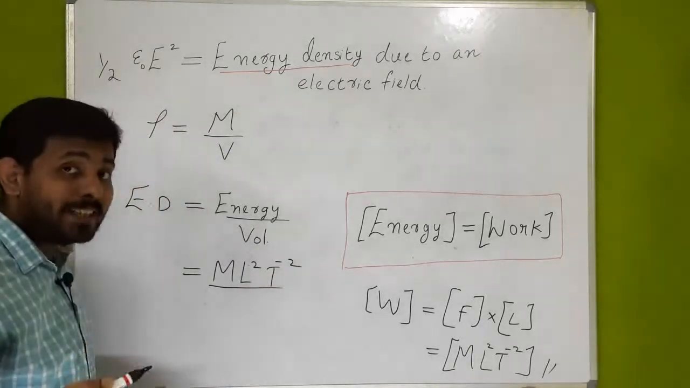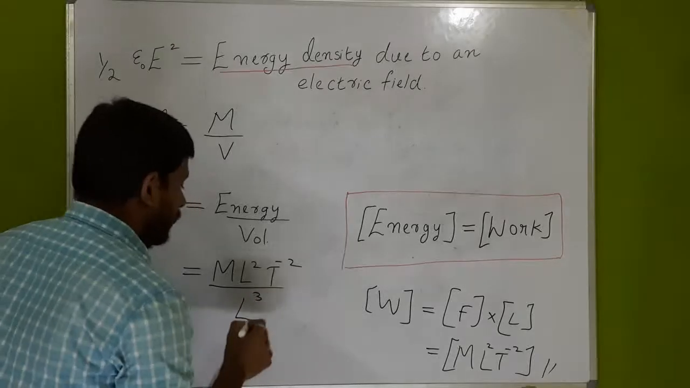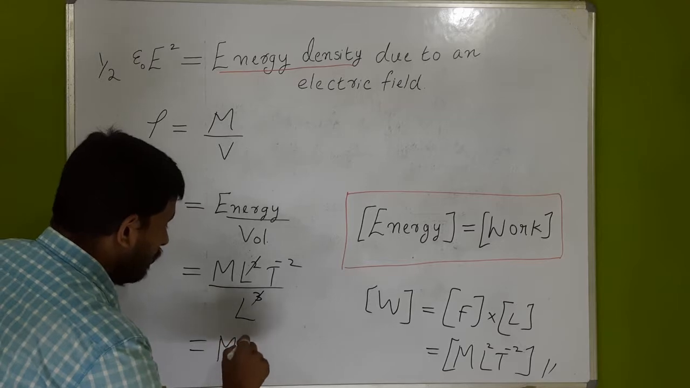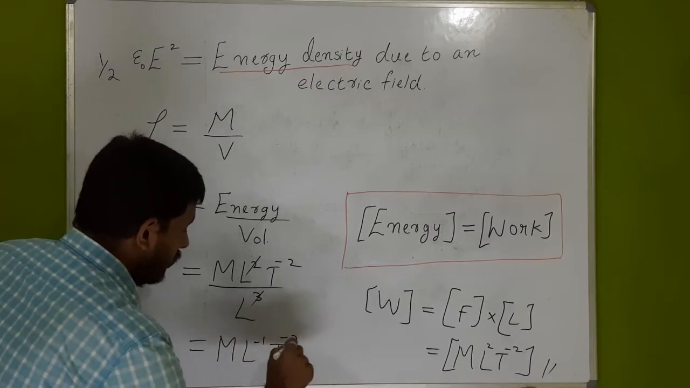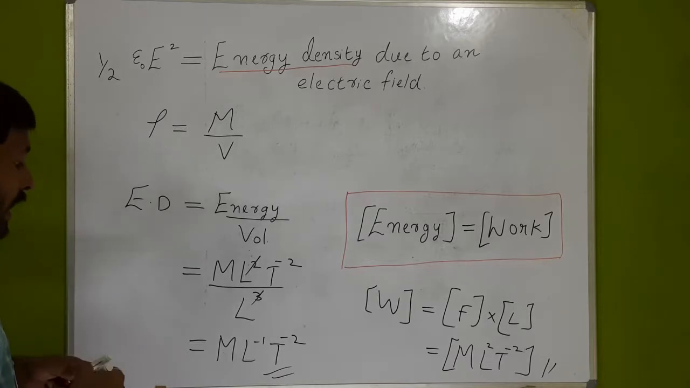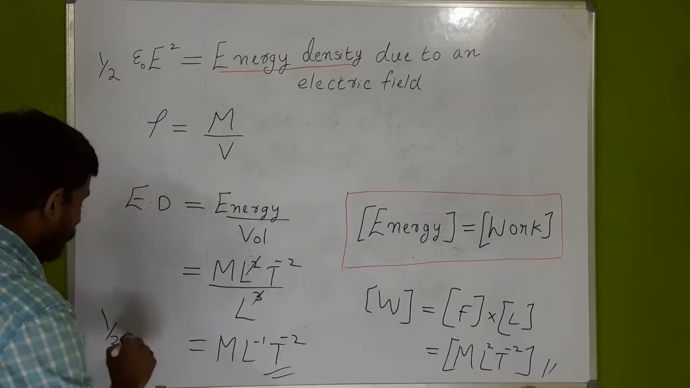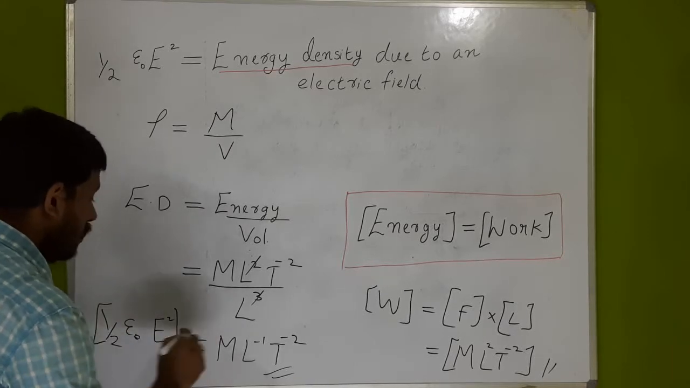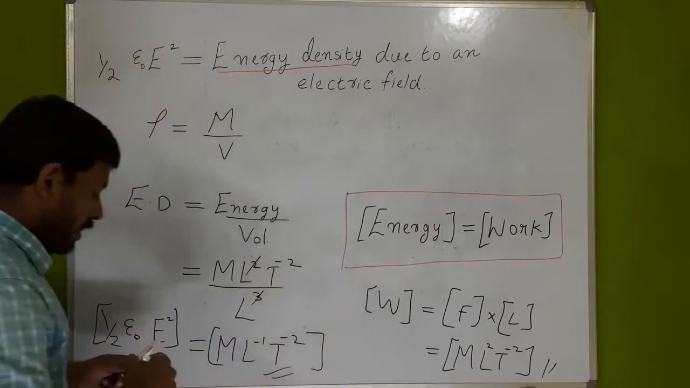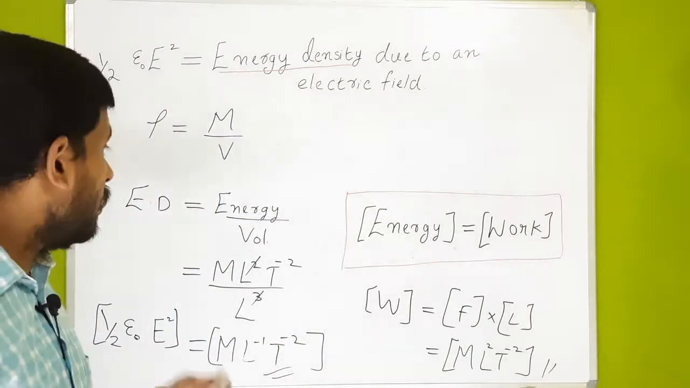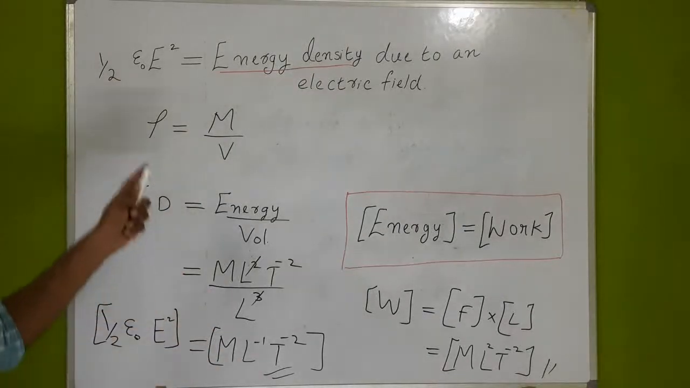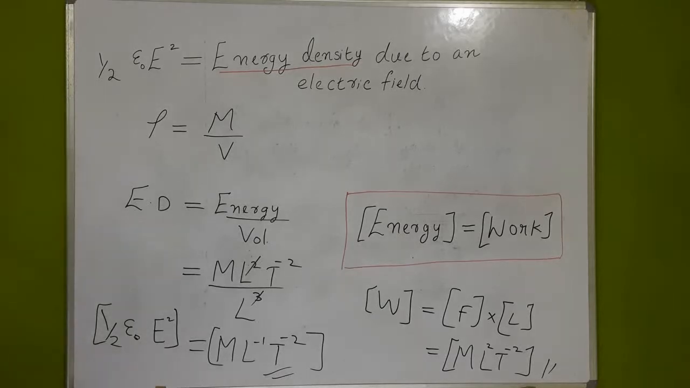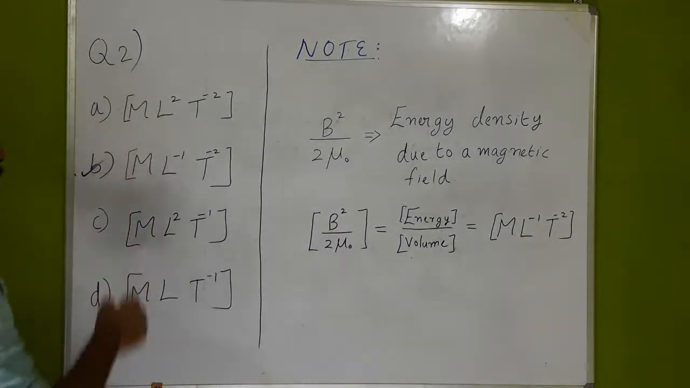And the dimension of volume is L cube. Therefore, L square and L cancel, and we get ML raised to minus 1 T raised to minus 2. So this is the answer. The dimension of 1 by 2 epsilon 0 E square is equal to ML raised to minus 1 T raised to minus 2. I hope you have got this answer. If not, check where you got it wrong. The correct option is option B.